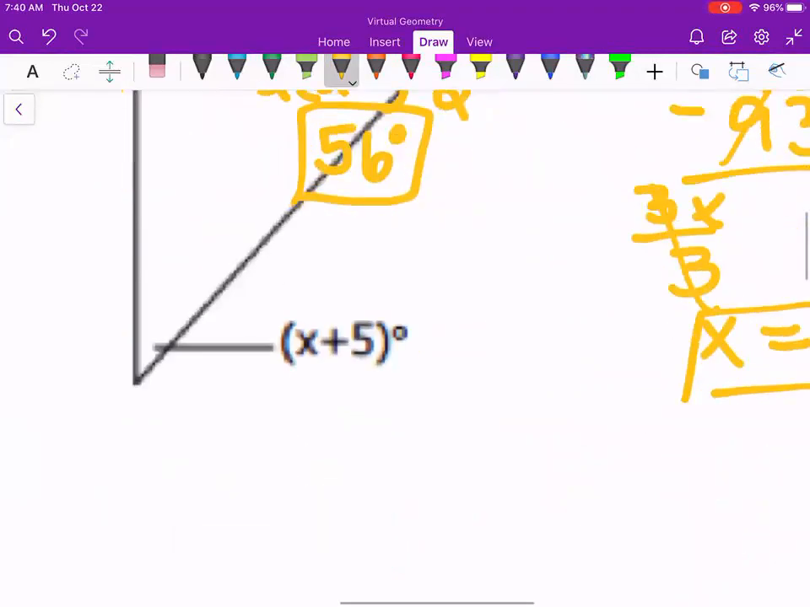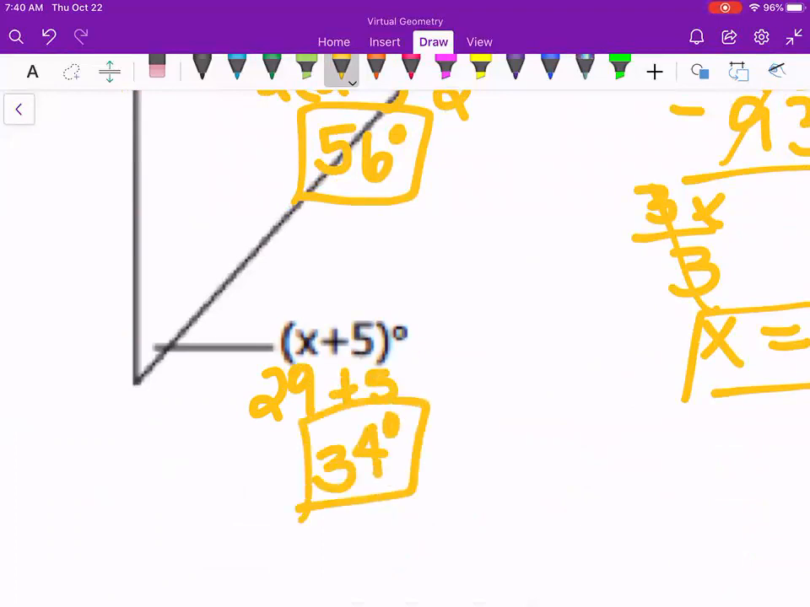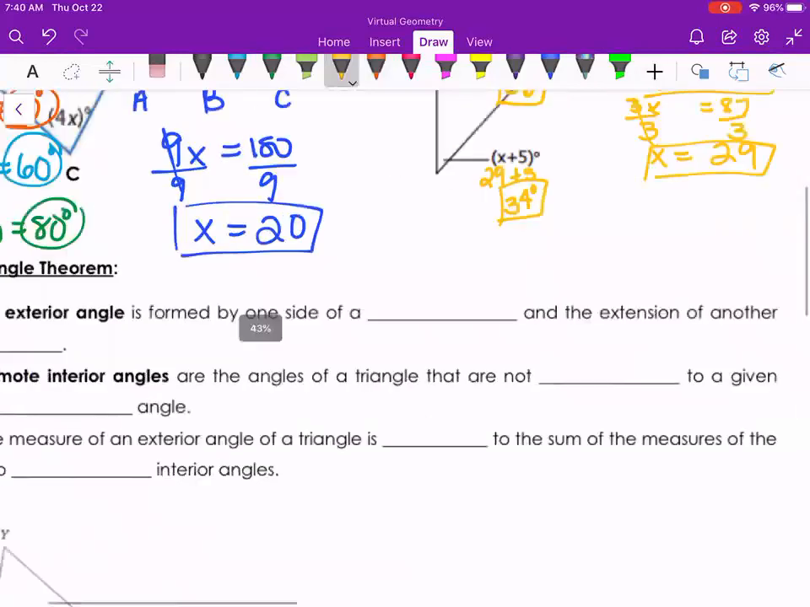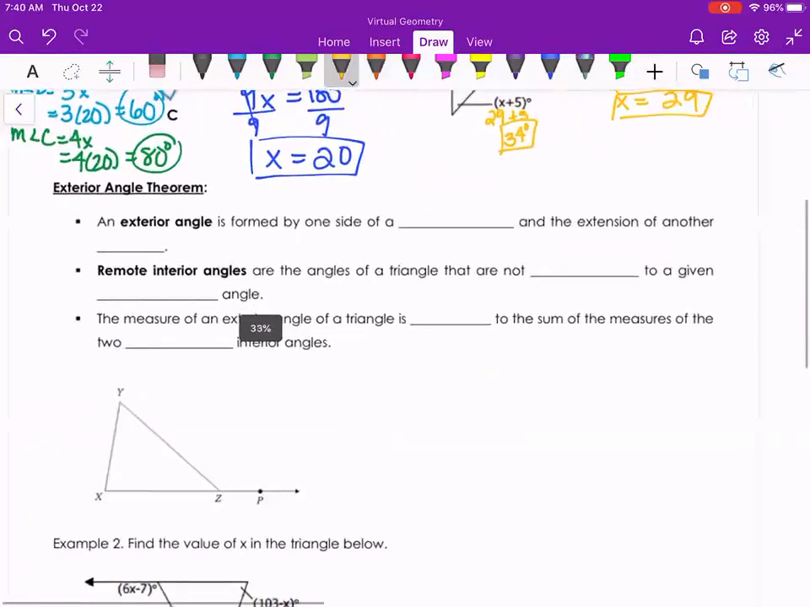And then we do the same thing to the bottom. Again, if x is 29, x plus 5 is the same as 29 plus 5 for 34 degrees. And we've already got the third angle of 90. So again, that's how we use algebra for our interior angles. Let's see what happens when we look at the exterior angle theorem and we bring in our algebra.